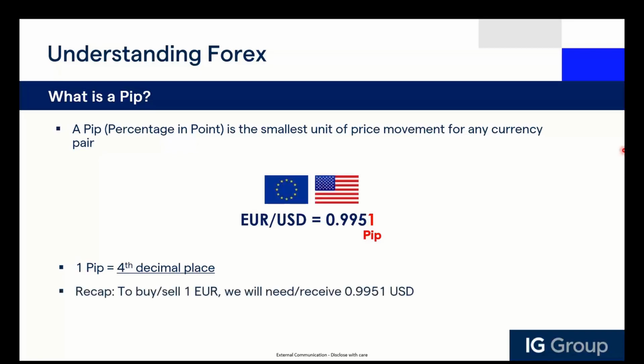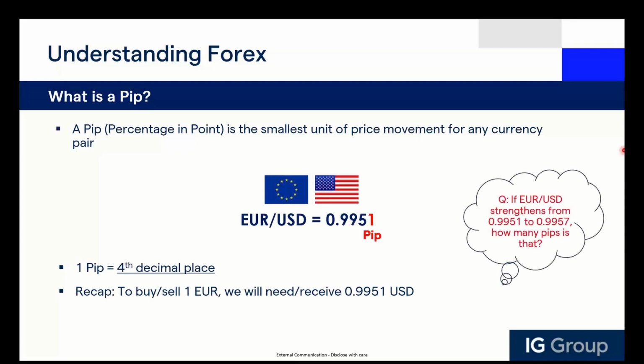Okay, so just a very quick recap. When we see this quote, just remember the base currency, which is the front currency quoted here, the euro. It means that if you want to buy one euro, you will need 0.99 US dollars. And if you have one euro now, you can sell it for 0.99 US dollars. So that's how we read this exchange rate.